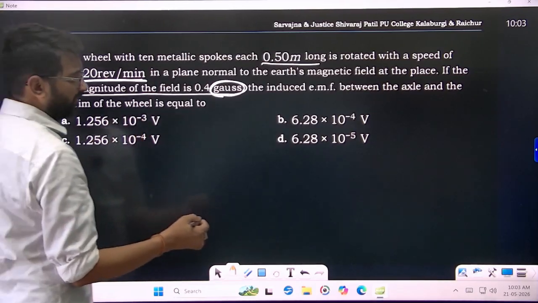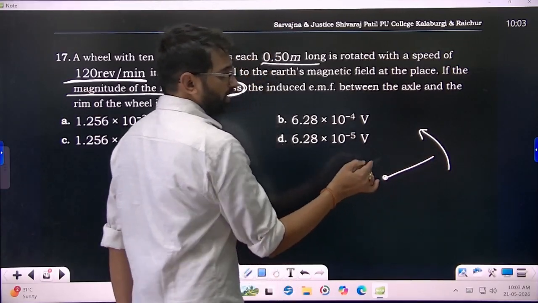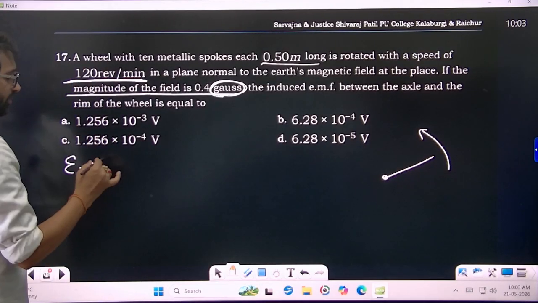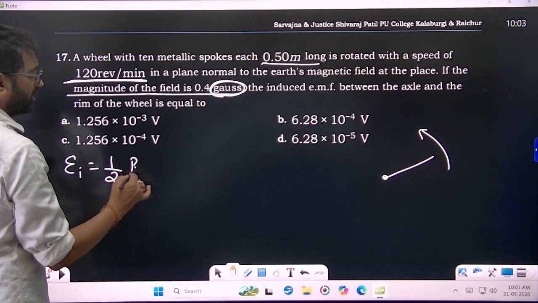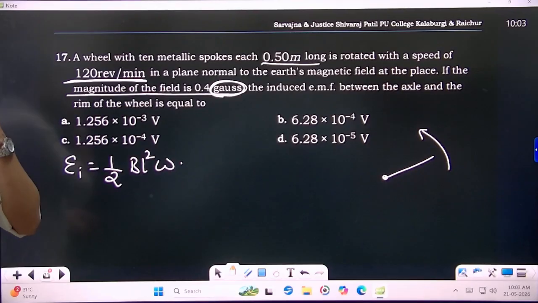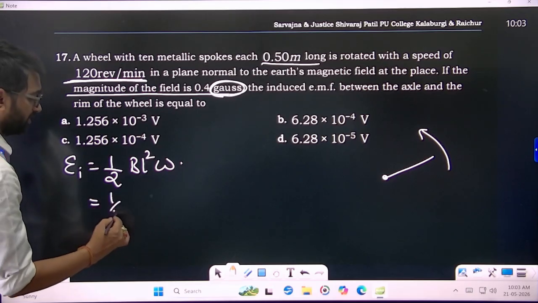So this is nothing but a rod in a magnetic field rotating about one end. So in that case, however many spokes there may be, the induced EMF will be half B L square omega only. Even if there are 10 spokes, 100 spokes, all the spokes will be in parallel combination, and in parallel combination the effective EMF is the same as that of the individual cell. So this is half B.